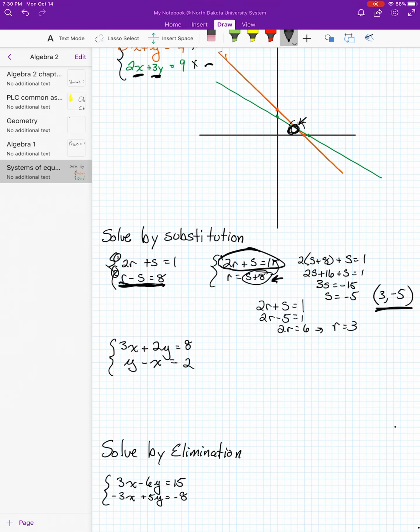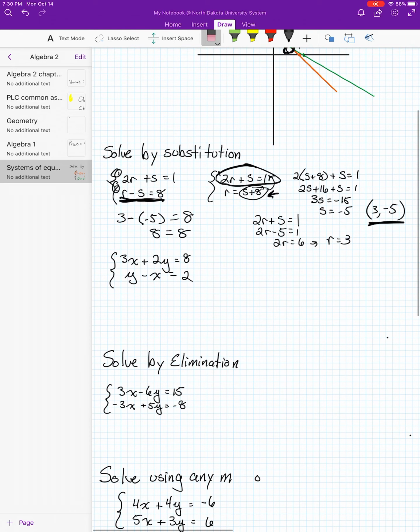So I'm going to substitute 3 and -5 in. Should always be substituted back into an original equation. And I'm going to use the equation I didn't use to find those numbers. So r, I have 3 minus a -5 should equal 8. And oh, look at that, it does. So that's what's up there. Kid stuff, right?